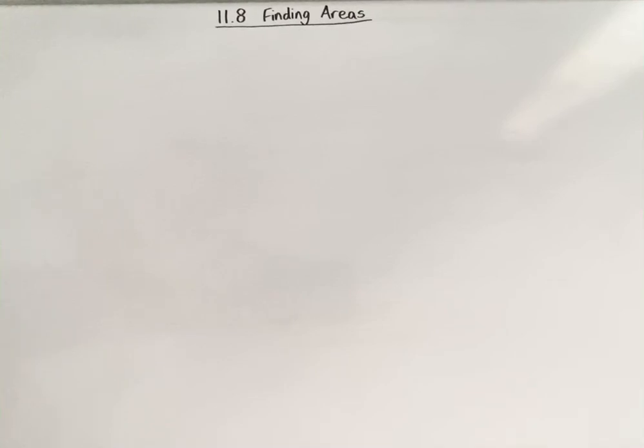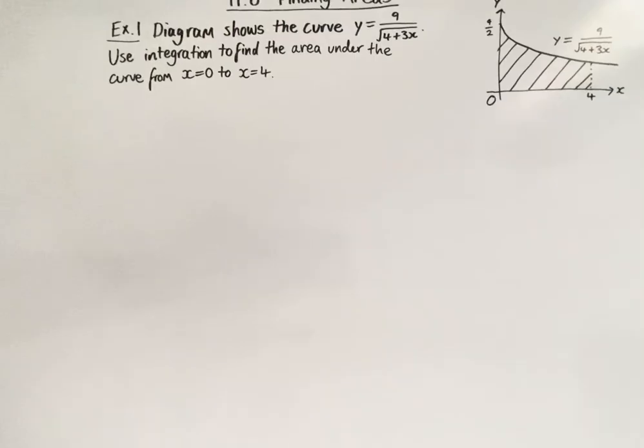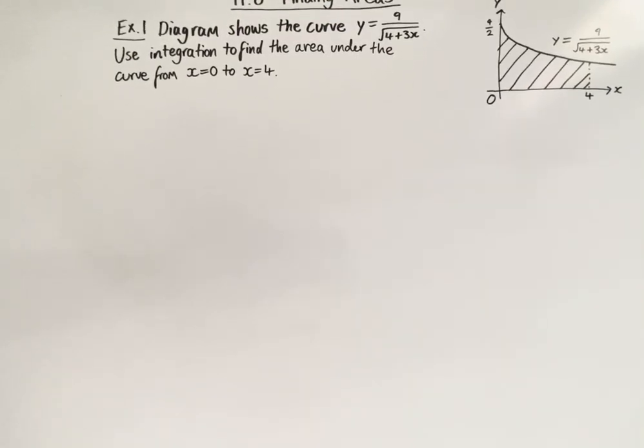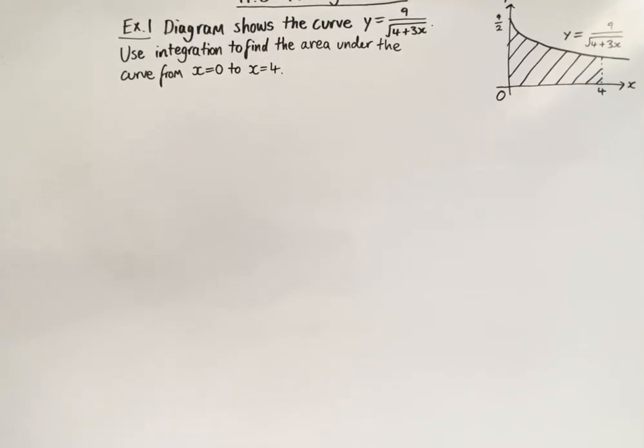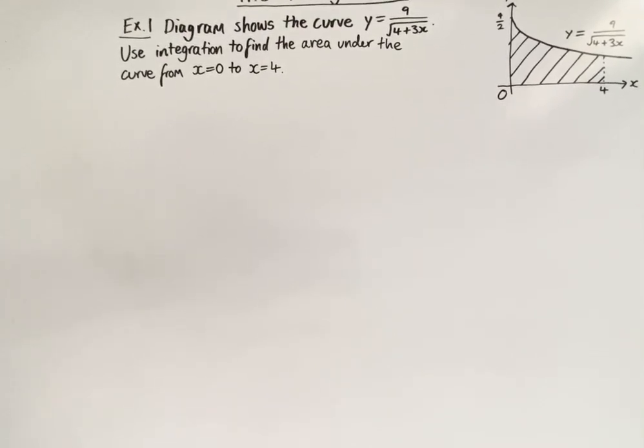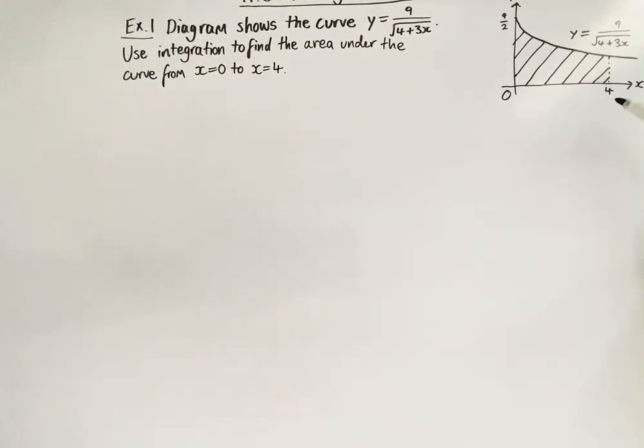Lesson 8. Finding areas. You need to know how to find areas under curves using the integration techniques learned in this chapter. Let's do some examples. The diagram shows the curve y is equal to 9 over the square root of 4 plus 3x. Use integration to find the area under the curve from x equals 0 to x equals 4.